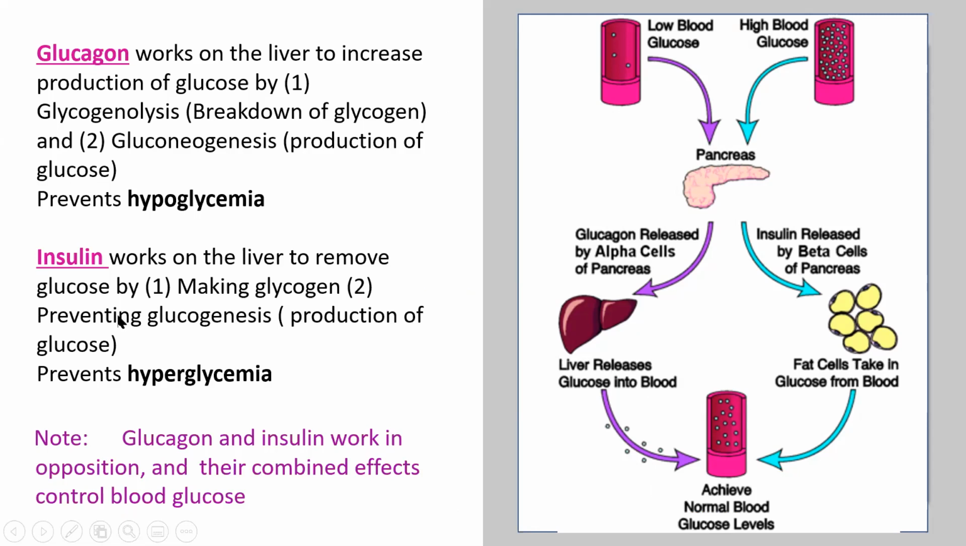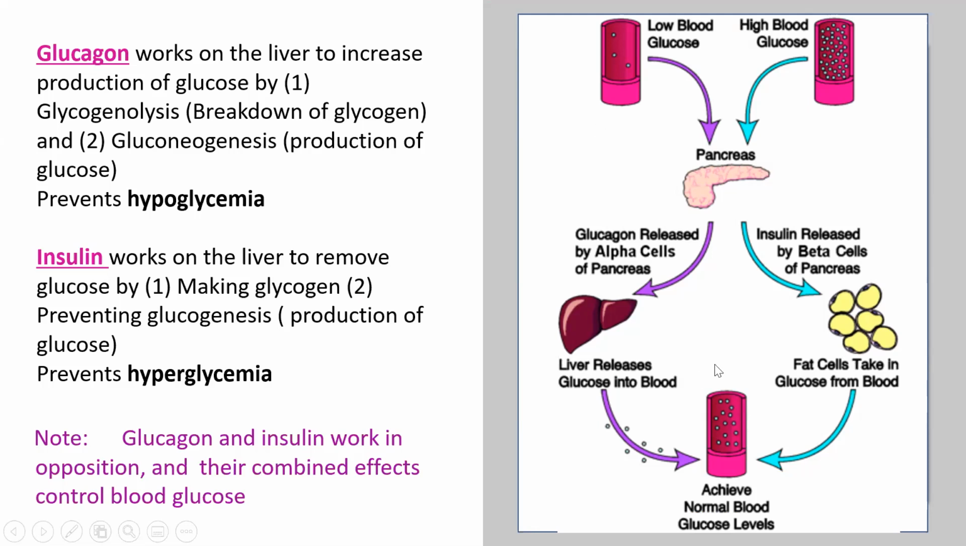Now, insulin, on the other hand, is like opposite. It tells the liver to remove the glucose. Okay? So it is making glycogen, and it is preventing gluconeogenesis, and then it prevents hyperglycemia. Okay, so if you have high blood glucose level, insulin is released by beta cells, and then this results in uptake of glucose for glycogen production, and releasing it, making it normal level.